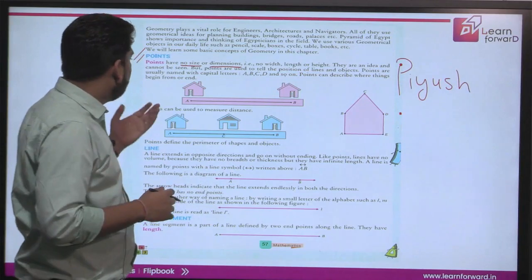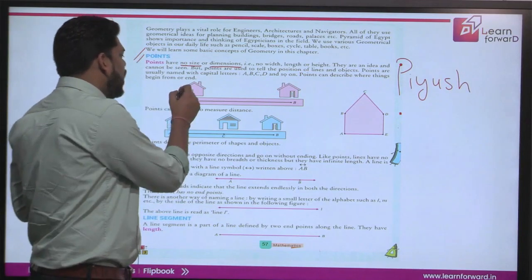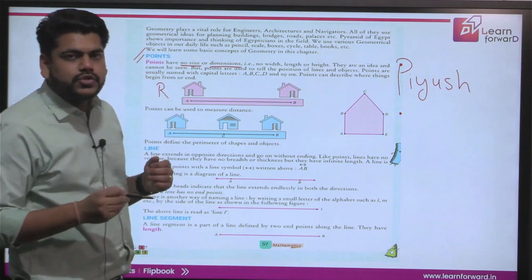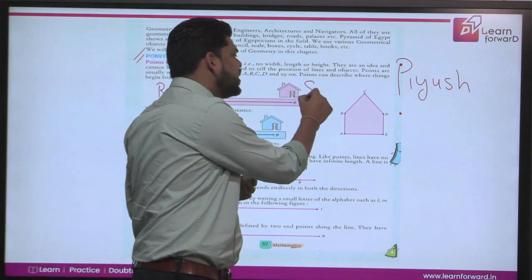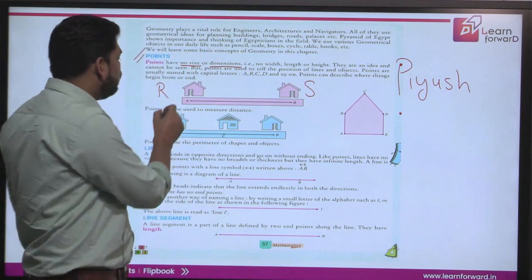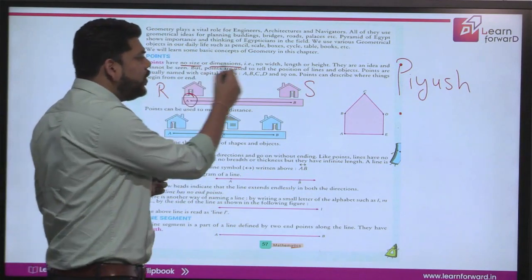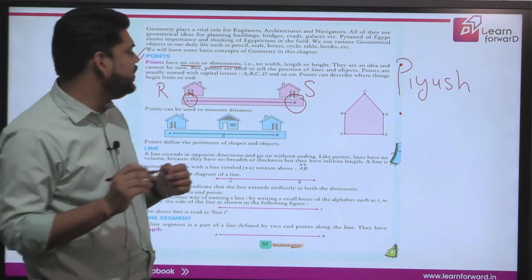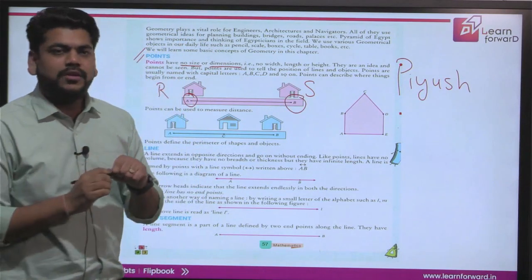Fine. For example, you are here. Let's suppose your name is Rajat, and Rajat wants to go to his friend Suraj's house. He'll start with point A and will reach point B. So a point represents a specific position. Fine.